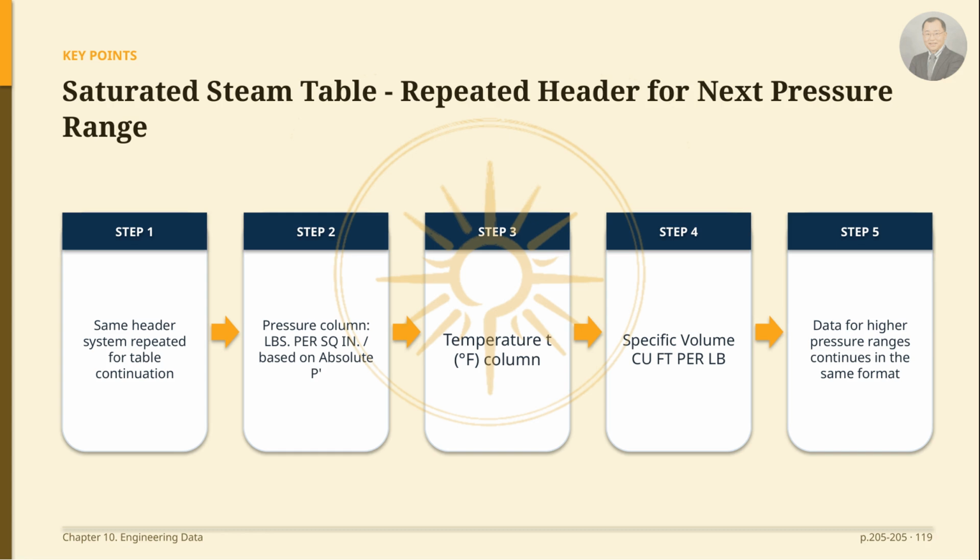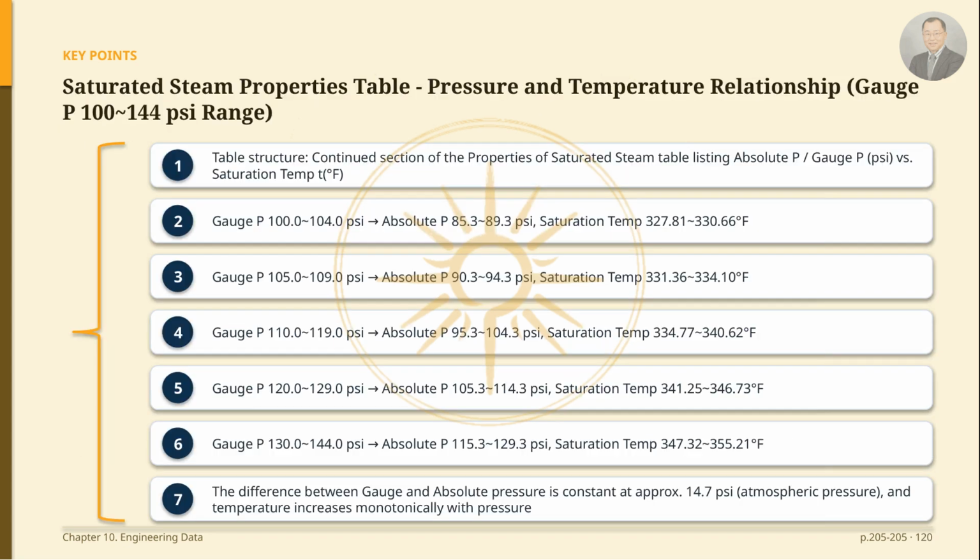The pressure column is in pounds per square inch and is based on absolute pressure, P. Temperature is in Fahrenheit, denoted by the variable T, and specific volume is expressed in cubic feet per pound. In short, you can understand that the saturation property data for higher pressure ranges continues in the same format as what we have examined. I would like to introduce the section of the saturated steam property table that deals with the correspondence between pressure and temperature.